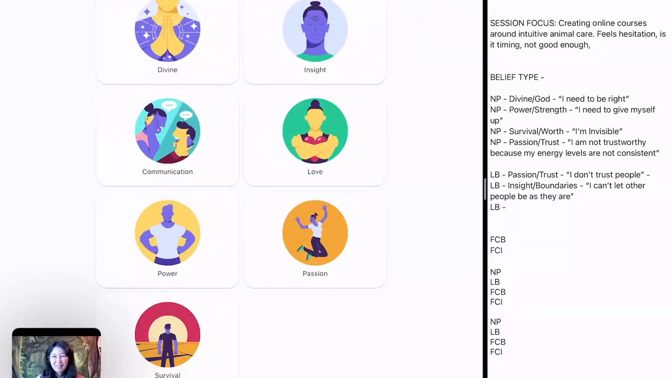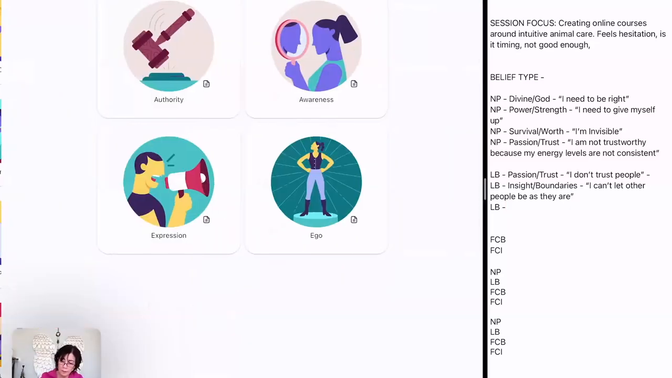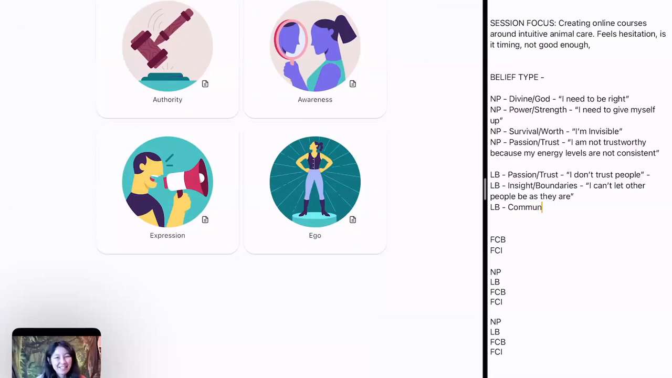So, another limiting core belief to do with this whole belief system. Something on the left. Divine communication. Oh, these are so interesting. I'm so curious. There's only four here. Something to say. Let's start on the left. Authority, in expression.